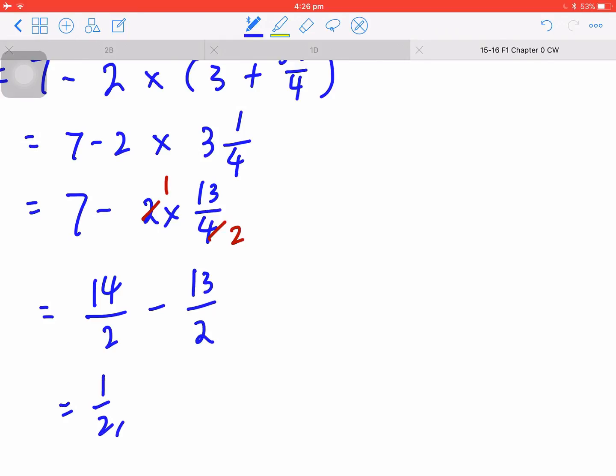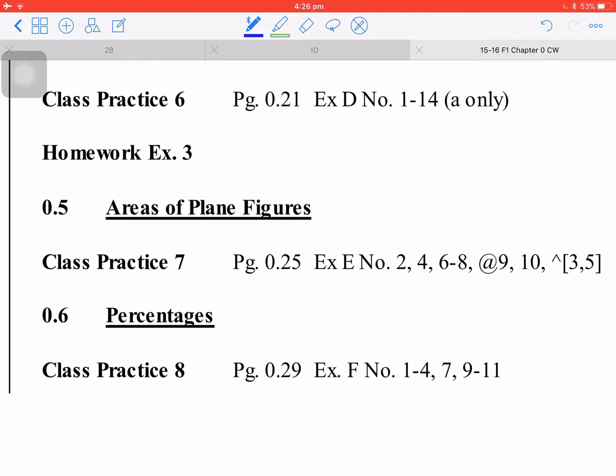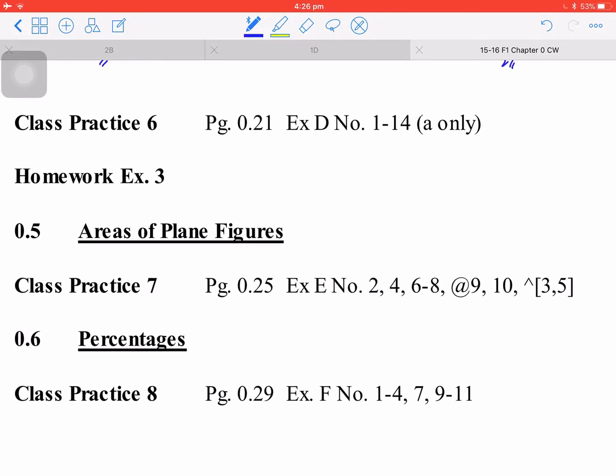You have 2, 1/2. I guess that's all for this worksheet. For area and percentage, we will cover it later when we learn about that chapter.